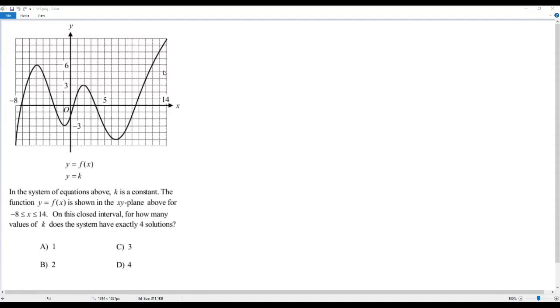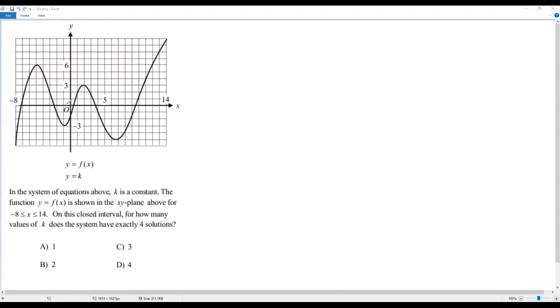Here we have a SAT math problem. Okay, let's go to the question. In the system of equations above, k is a constant. The function y equals f of x is shown in the xy plane above for negative 8 less than or equal to x less than or equal to 14. On this closed interval, for how many values of k does the system have exactly 4 solutions?